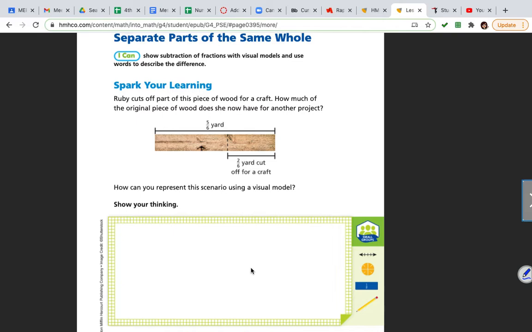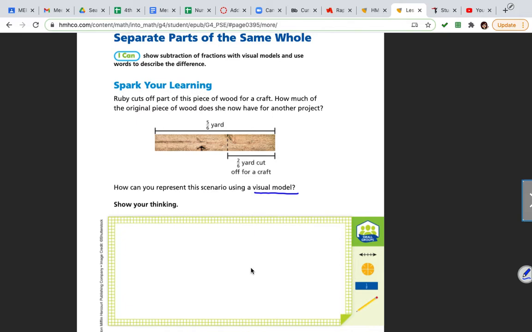So, our scenario is Ruby cuts off part of this piece of wood for a craft. How much of the original piece of wood does she now have for another project? So her piece of wood starts off at 5/6 yards. So she has 5/6, but then she cuts off 2/6. How can you represent this scenario using a visual model?